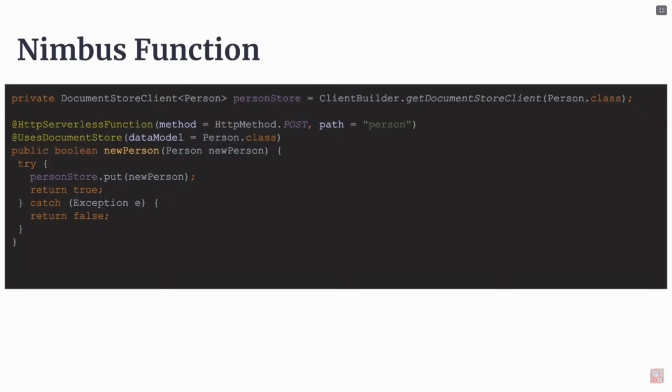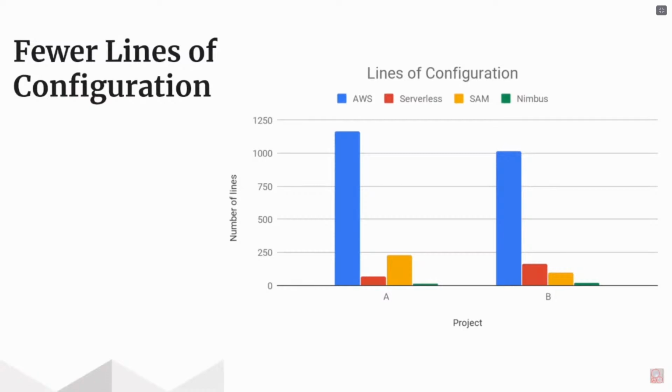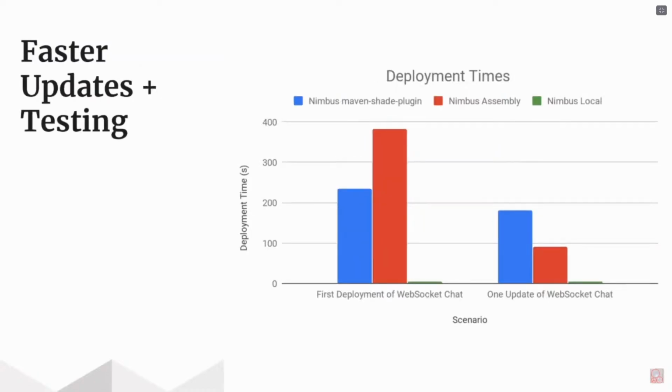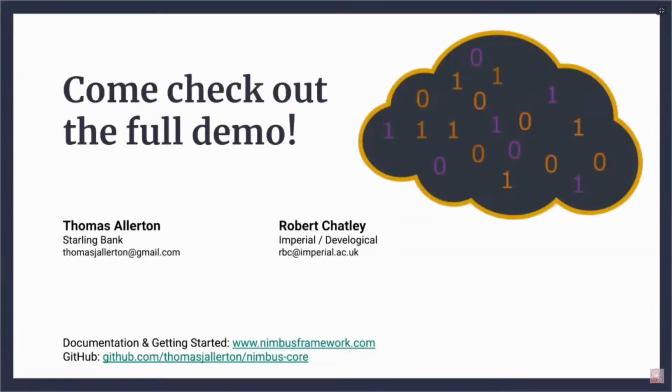When writing comparable applications, Nimbus has fewer lines of code, has fewer lines of configuration, has shorter deployment times, all without hurting performance. If this has interested you and you want to see Nimbus in action, come check out the full demo at the end of the session, where you can ask any questions you have. We hope to see you there.